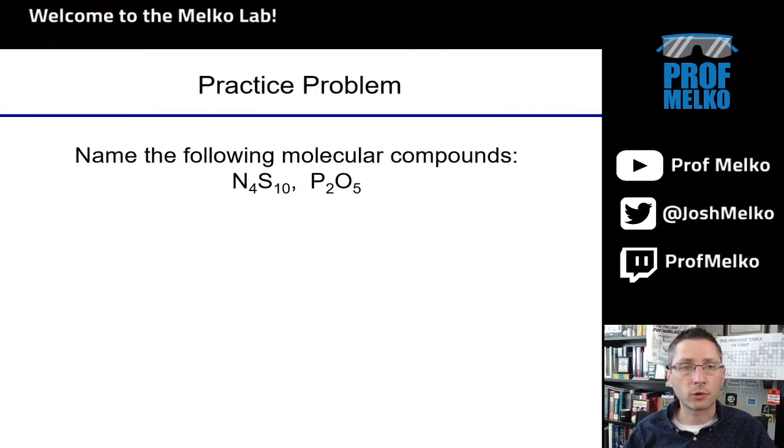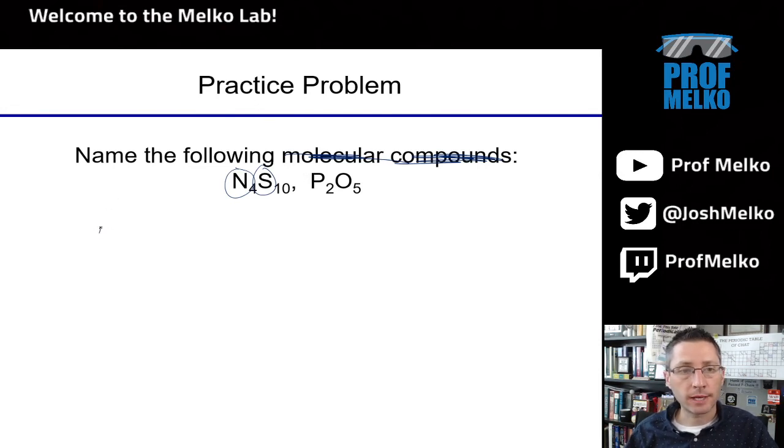So let's practice a few more of these. Feel free to pause the video here and try it yourself first. Again, these are molecular compounds, right? Here it's specified, but even if I didn't write this and you have to name these, you're going to know to use the Greek prefixes because these are both nonmetals, nitrogen and sulfur. So it must be molecular, and I must need these prefixes. I don't use these prefixes in ionic compounds, but I do for molecular.